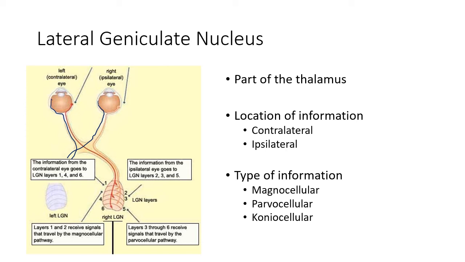And then you've got the coniocellular. I'm just having trouble with words today, sorry. The coniocellular pathway is responsible for color vision from the blue cones, and it is located between the 6 main layers of the LGN.